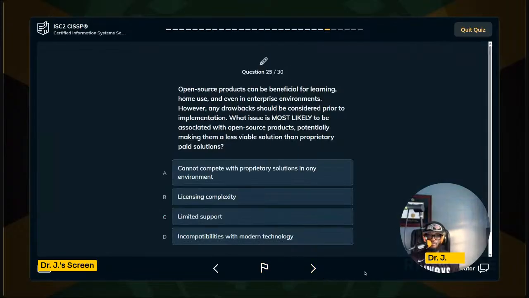All right. Open source products can be beneficial for learning, home use, and even in enterprise environments. However, any drawbacks should be considered prior to implementation. What issue is most likely to be associated with open source products, potentially making them a less viable solution than proprietary paid solutions? So we're looking for what the drawbacks are. That's what they're asking us here.